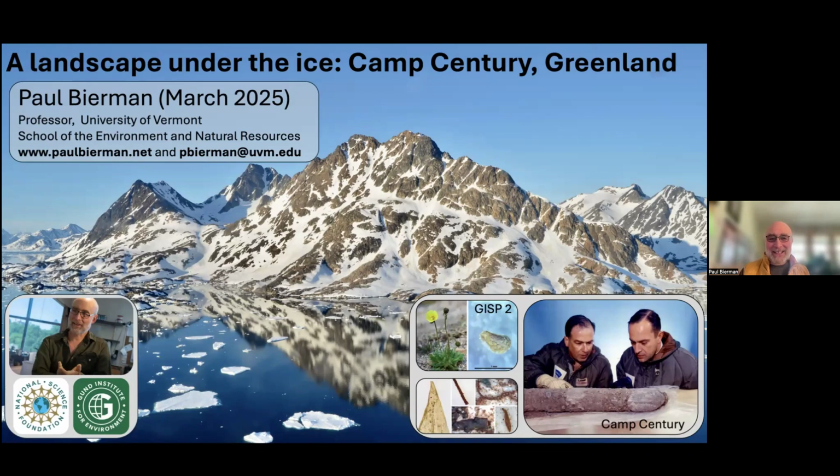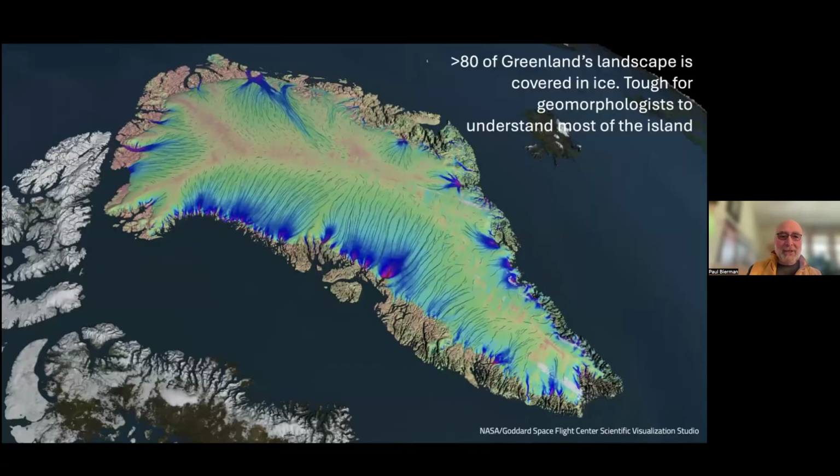So I've entitled this A Landscape Under the Ice because I'm trying to move from a number of the geochemical observations we've made to a more holistic view of what a 5-inch wide core that's almost 3.5 meters long can tell us about Greenland and Greenland in the past.